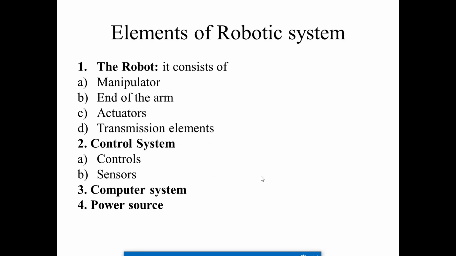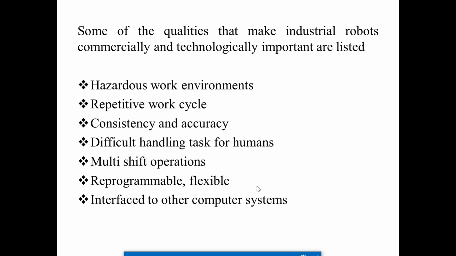The first one is the elements of a robot system. In the elements of a robot system, we have the robot consisting of manipulator, end of the arm, actuator, and transmission elements. We are going to categorize these in the robot. In the control system, we have controls and sensors. The third one is the computer system. And the fourth one is a power source to operate the robot, control system, and computer systems. That is the basic elements of the robots.